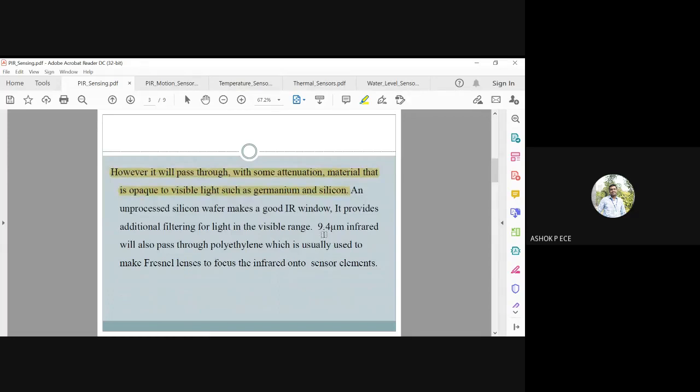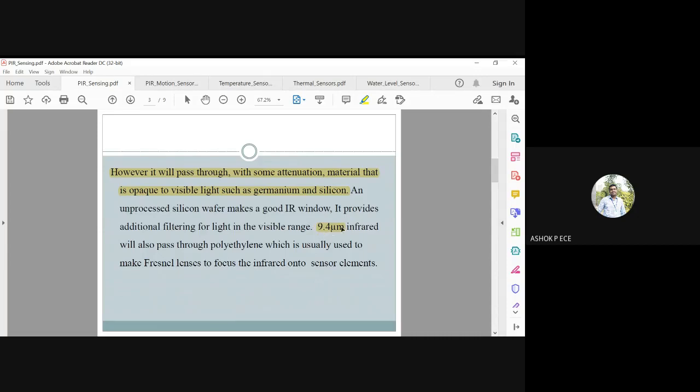We are more bothered about this 9.4 micrometer band because this is the wavelength at which the human radiation is going to be at its peak. If we are able to detect this 9.4 micrometers, we can ensure that there is some human being in the surroundings.